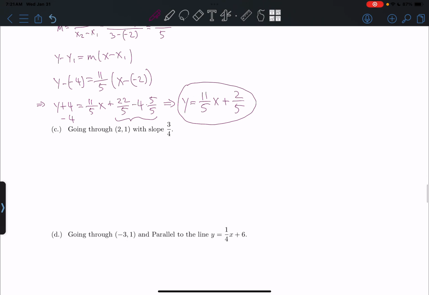Part C, you're given a point and already given the slope outright, so you just directly jump into the point slope form, and you should be good to go. So basically, y minus 1 equals 3 over 4, x minus 2, and then you clean up from there, right? Turn it into the slope intercept form.